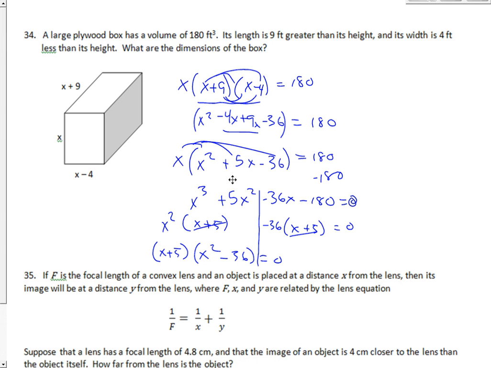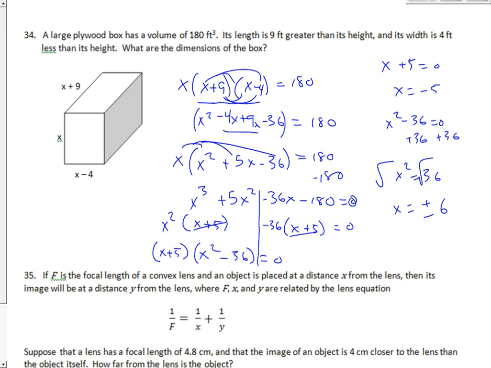I'm just looking for real solutions, so I can just go ahead and set each factor equal to 0 and solve. So I've got x plus 5 equals 0, and that will give me x equal negative 5. And then I have x squared minus 36 equals 0, and I'm going to add 36 to both sides. I get x squared equals 36. When I take the square root, I will get x equals positive and negative 6.